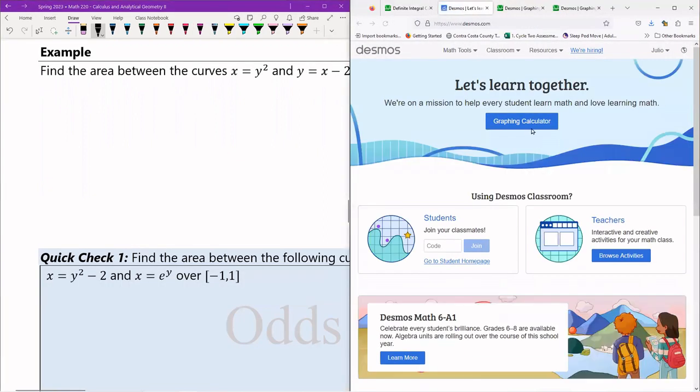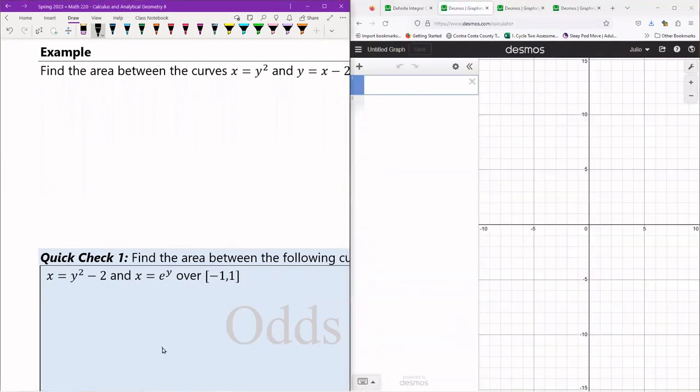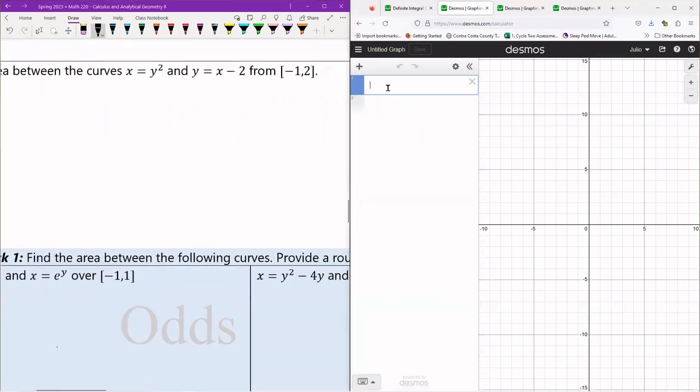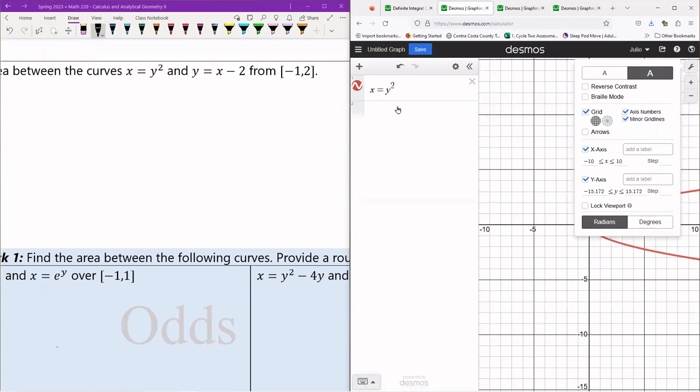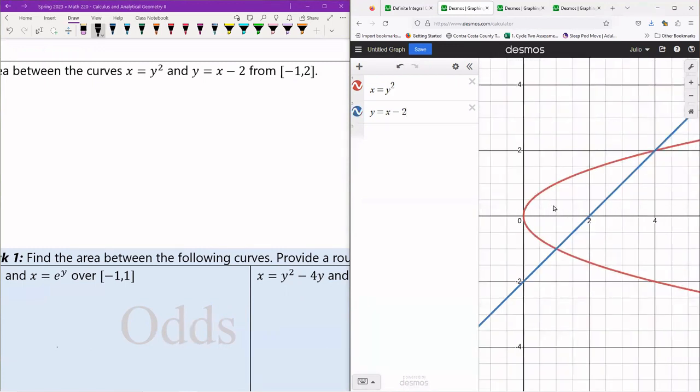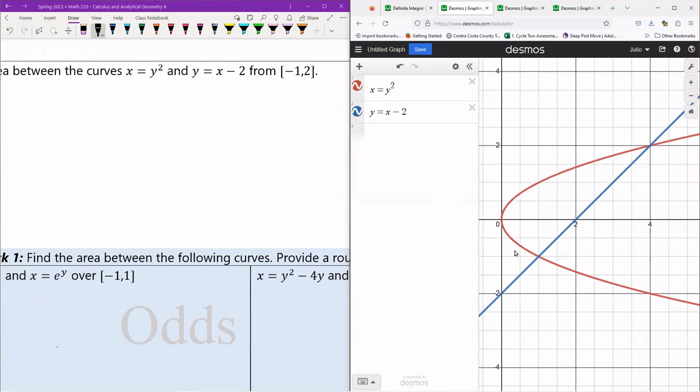So I'm going to go ahead and open up another Desmos here. I'm going to put the two functions in. It's going to be x is equal to y squared. Let me make the lines thick. There we go. And y is equal to x minus 2. So let me zoom in on that. And we want it from -1 to 2. And these are y variables. You guys notice that. So y variables. Okay. So we know what region we're actually looking for. We're looking at this region right here.